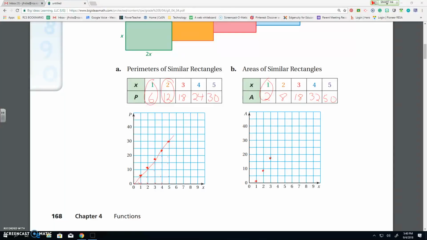Then for 4, we've got 4, 32, that's going to be way up to 32, so there's 30, so 32 is going to be right above it. And then for 5, 50, we go to the right 5 and then all the way up to 50, which is going to be up here at the top. So when you look at these points, you can see a little bit of a curve occurring. So when that curve occurs, that means that it's not linear. Therefore, areas of similar rectangles would actually be a curved function.